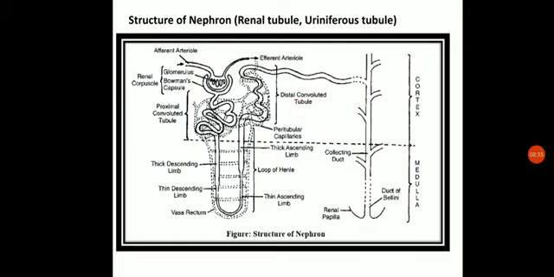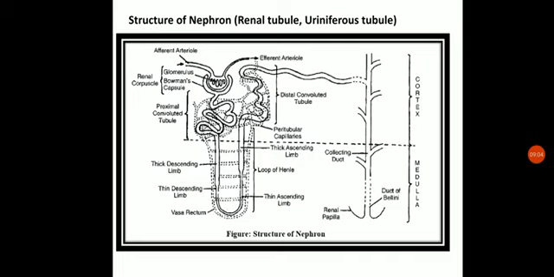The first one is the glomerulus. This is the part which is called the glomerulus. And the other part is the renal tubules. These are the renal tubules right from the beginning here. This cup-shaped, C-shaped structure you can see is the Bowman's capsule. These are all tubules: the proximal convoluted tubule, PCT, the loop of Henle, and this DCT. All these tubules are called the renal tubule.